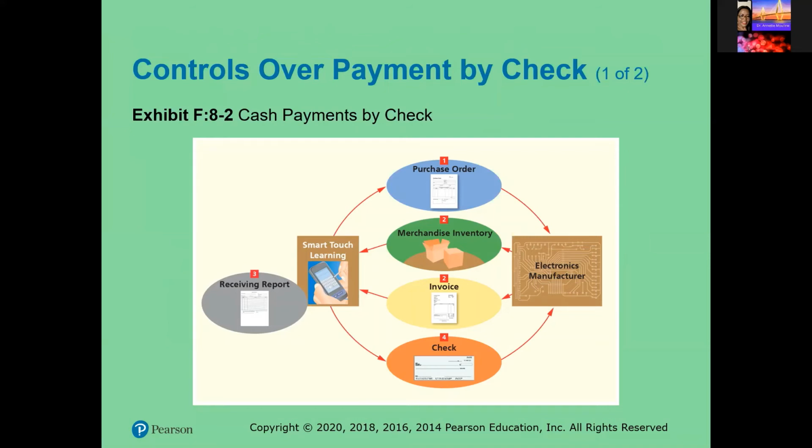When the inventory is received, it is counted and compared to the original purchase order to ensure that what was received matches what was originally ordered. A copy of the receiving report is then sent to the accounting department where it is matched against the invoice. If the amounts match, the invoice is authorized for payment and a check is sent to the vendor.